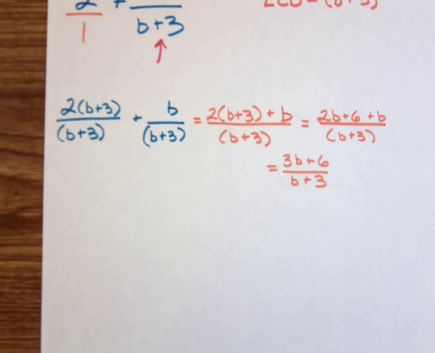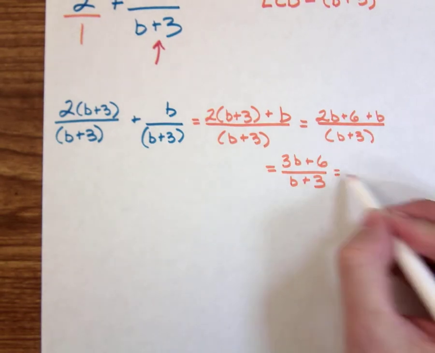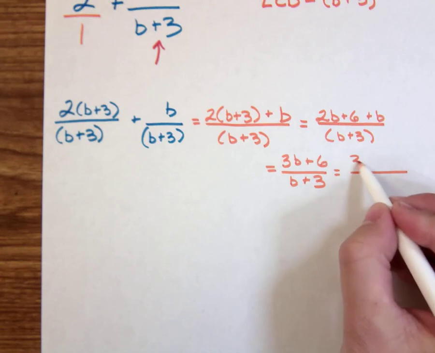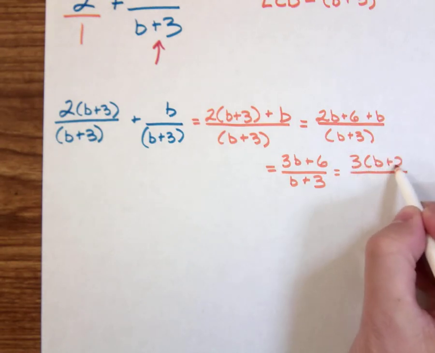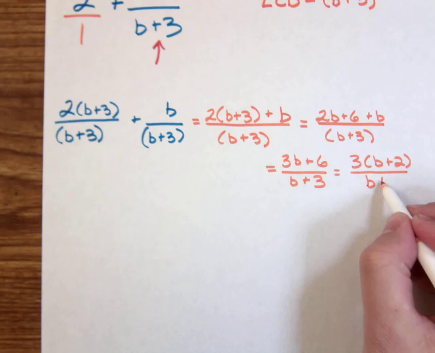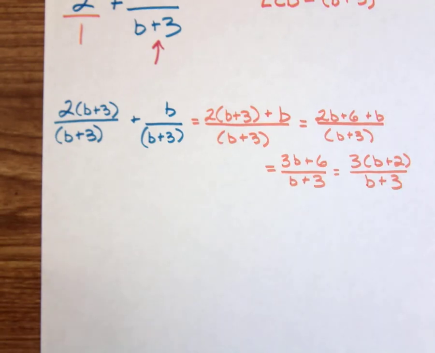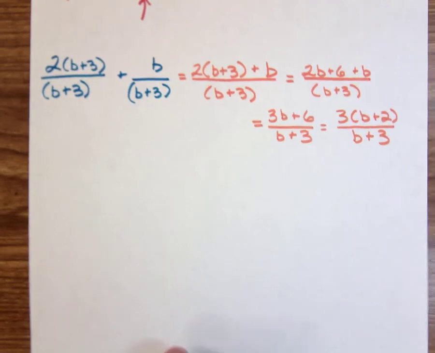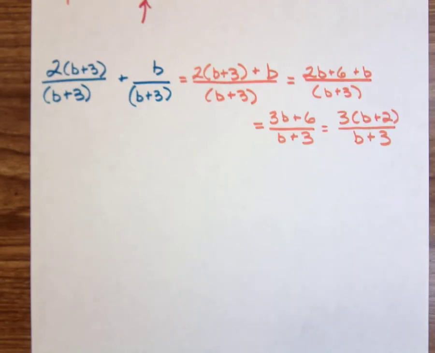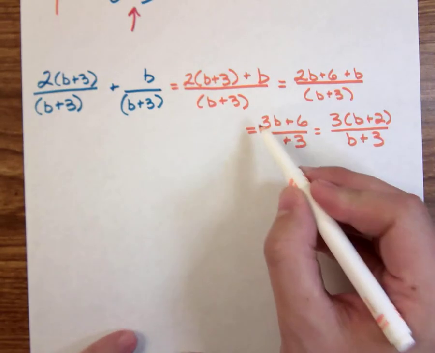Yes, I can factor the top. There's a greatest common factor of 3. But factoring doesn't help me in this case. I mean, I should factor just to see. But factoring doesn't help me here because when I factor out the 3, there's nothing for me to cancel. I can't cancel the b plus 2 and the b plus 3. It keeps continuing. Right. So this answer is fine.